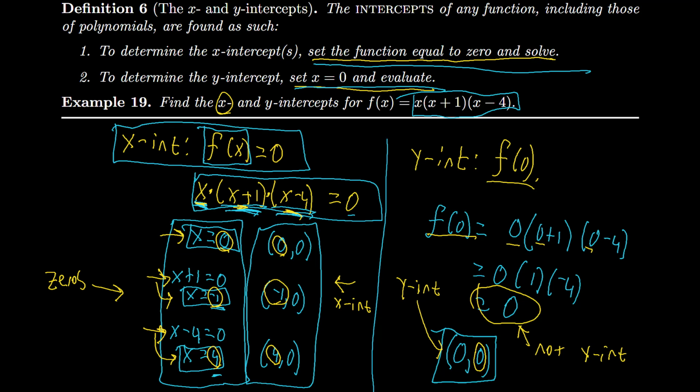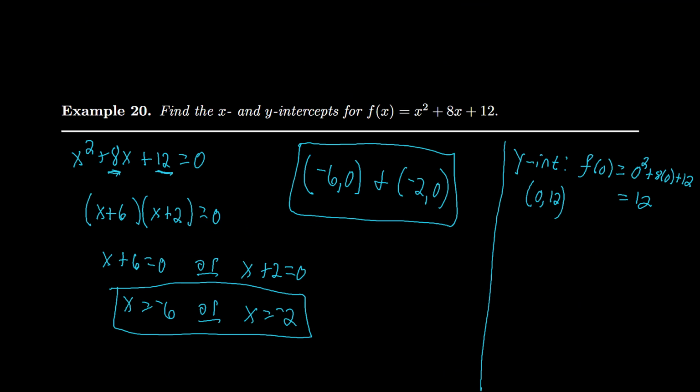To determine the y-intercept, that's what happens when x is 0. That's how you're on the y-axis. So you plug in 0 and you evaluate it. That's all that there is to that for literally any function. Doesn't matter what the function is. You want to find the x-intercepts, you set it equal to 0 and solve. You want to find the y-intercept, you plug in 0 and evaluate. Let's look at these last few examples.